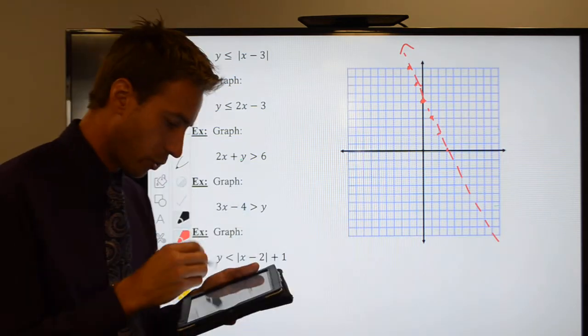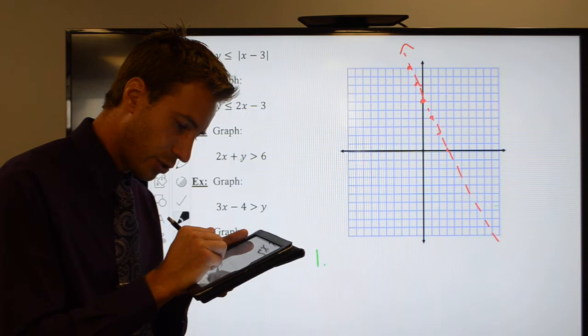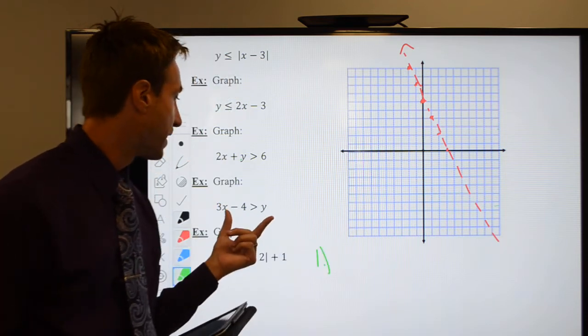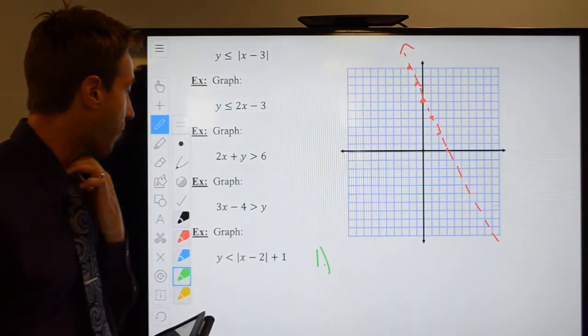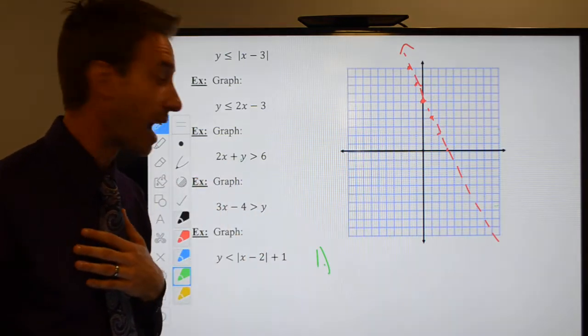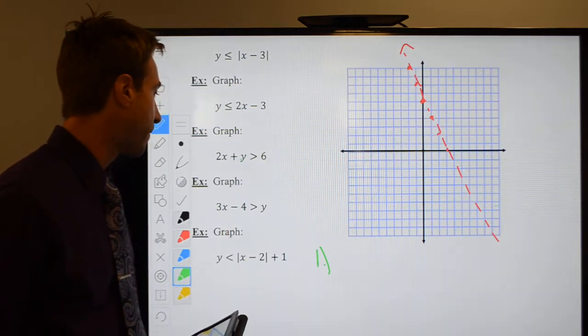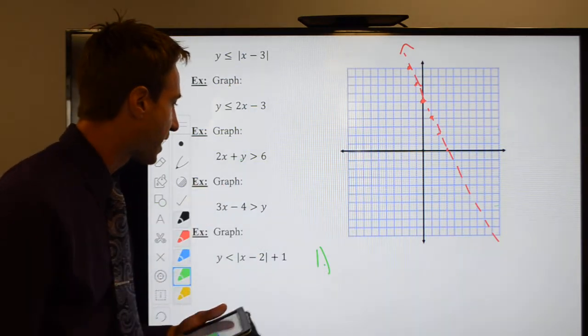So I'll go ahead and do this one in green. So in green, step number 1. I need to graph, first of all, the equation. So I need to solve this guy for y. Actually, I apologize. I told you it was in standard form. I lied. It is not in standard form. This is in slope-intercept form. Go ahead and flip this guy around.